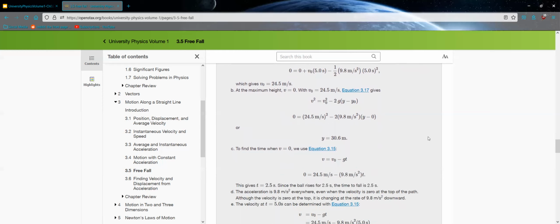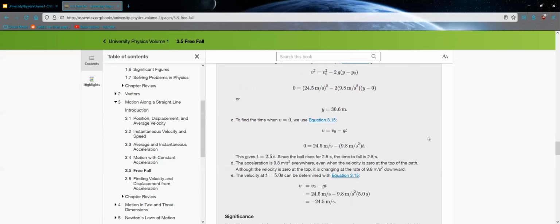Again, once you do this, you find the math is pretty simple. Plug in for t to figure out how long it takes using v equals v naught minus gt. And there you go. The ball is in the air for 2.5 seconds.